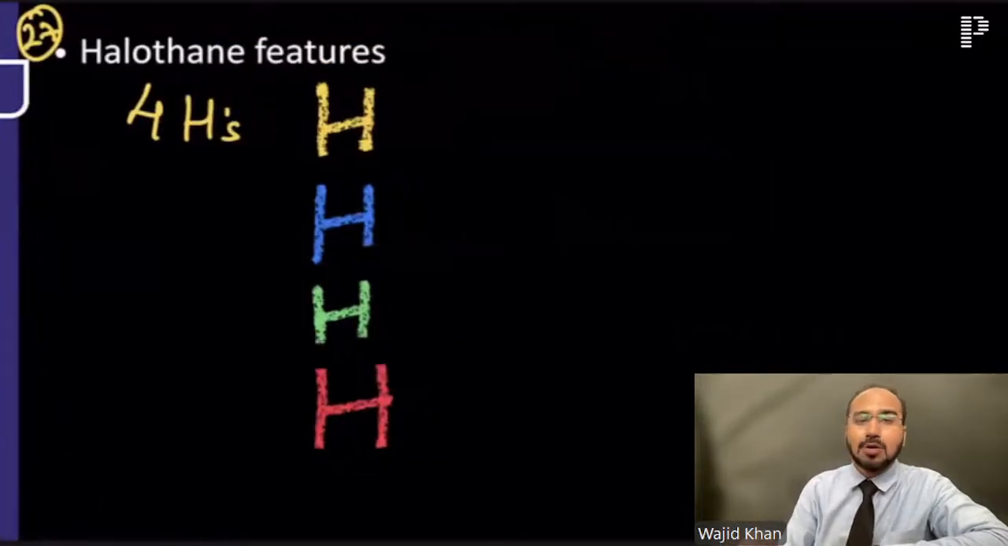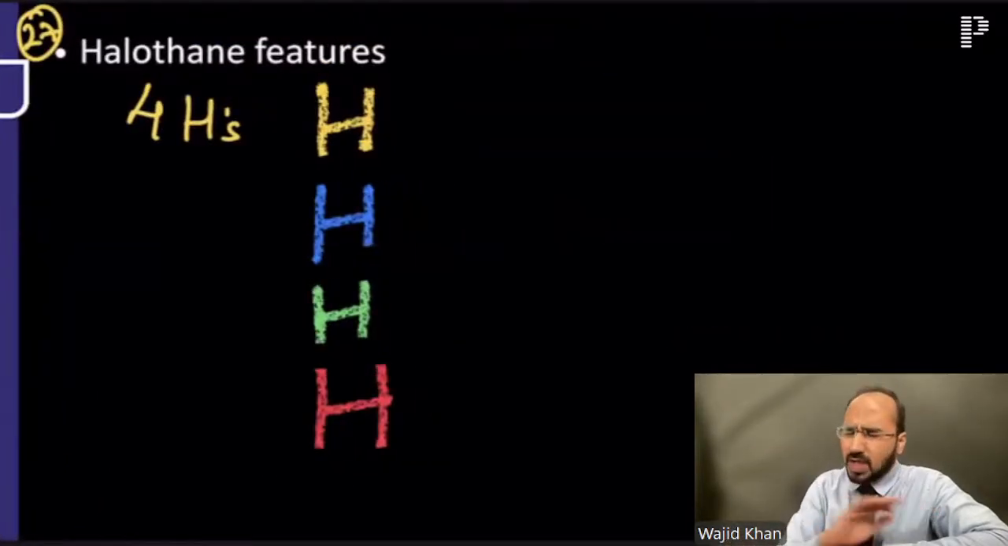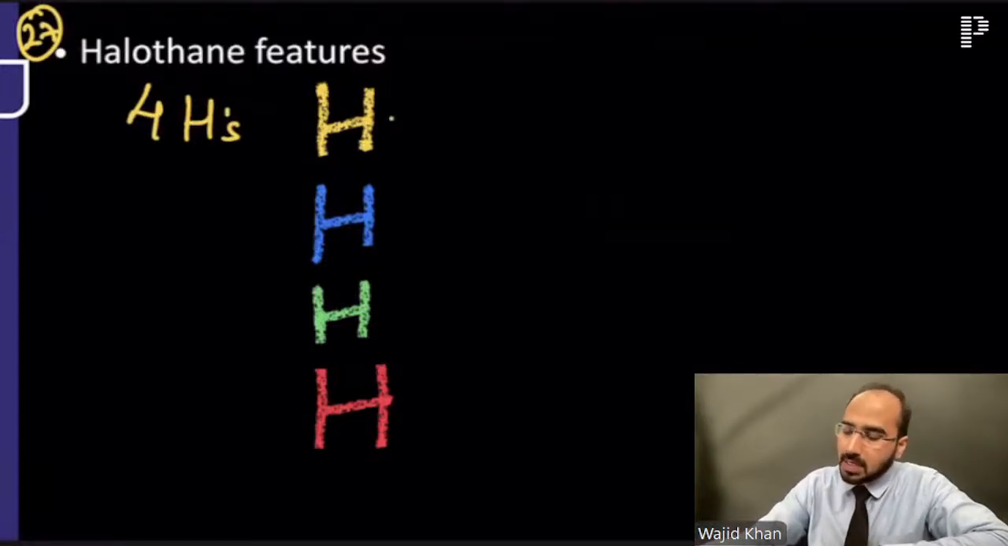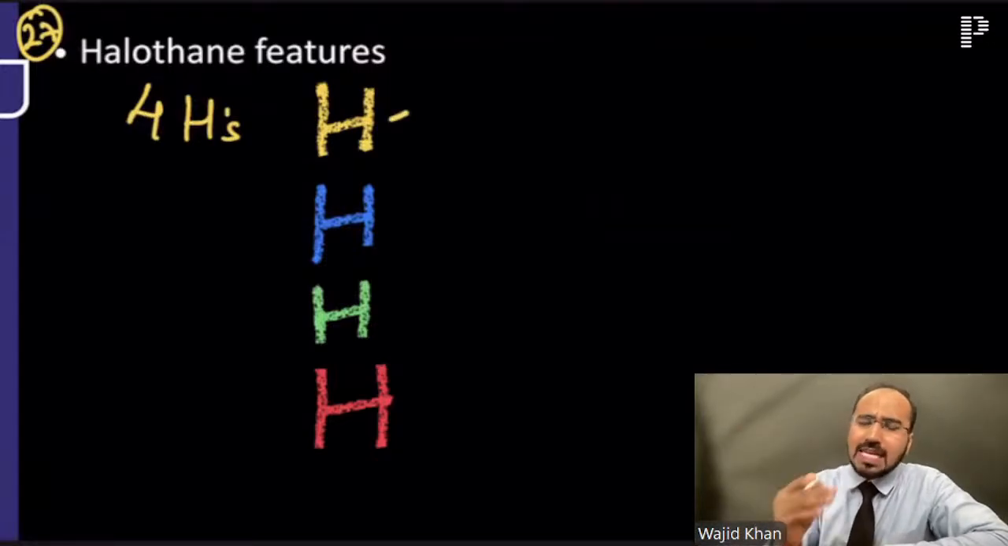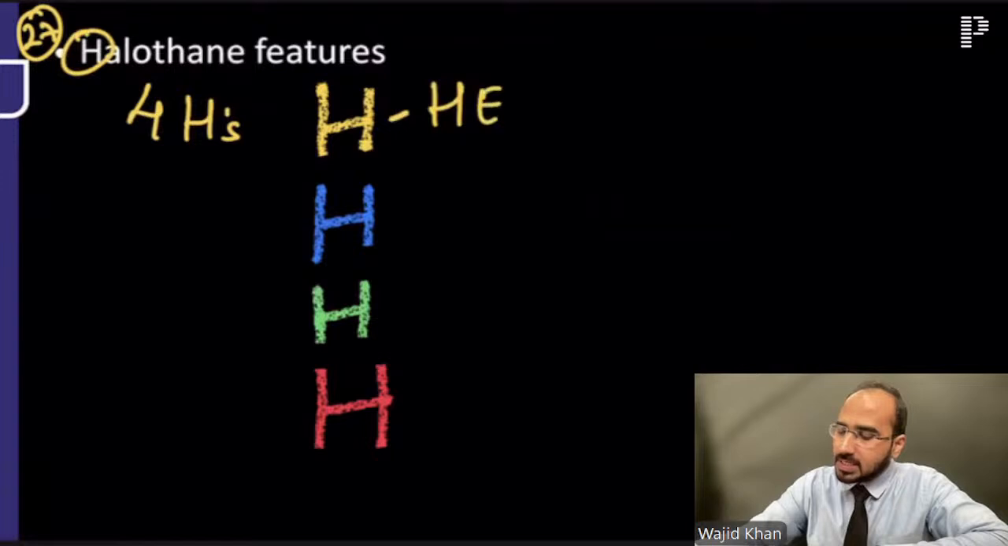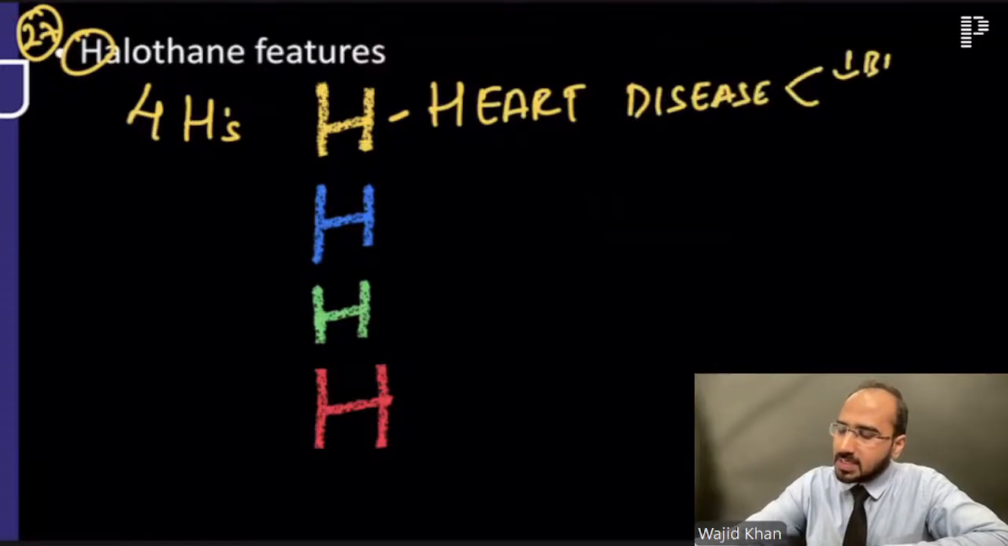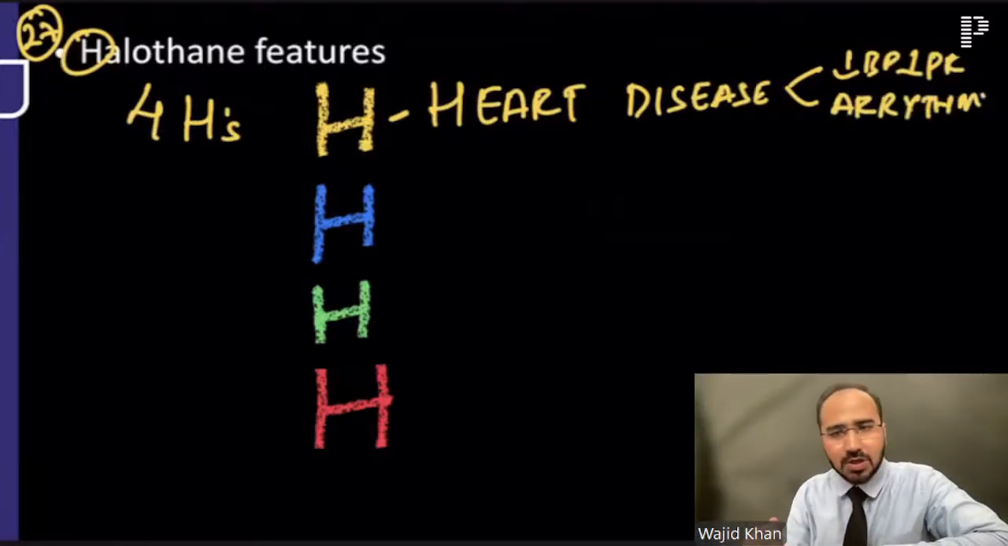Next, halothane features, guys. Remember, halothane is a very, very important inhalational agent that we need to remember. Whenever anyone asks you about halothane, 4 H's should come. Halothane starts with H, so you need to remember 4 H's of halothane. The first H: halothane is contraindicated in heart disease patients. Why? Because it causes hypotension, bradycardia, as well as arrhythmias. It increases the sensitivity of the myocardium towards catecholamines, leading to arrhythmias.